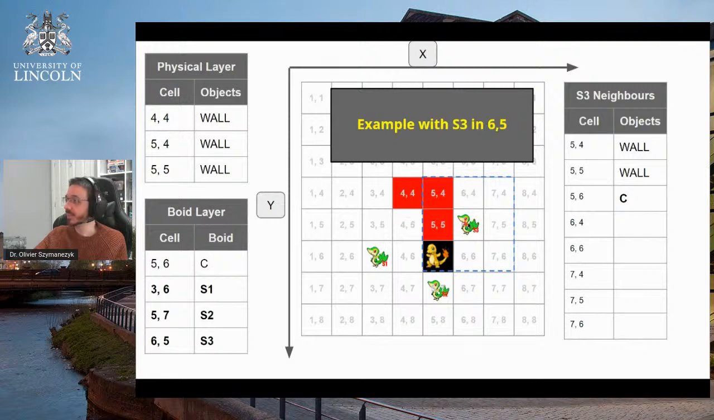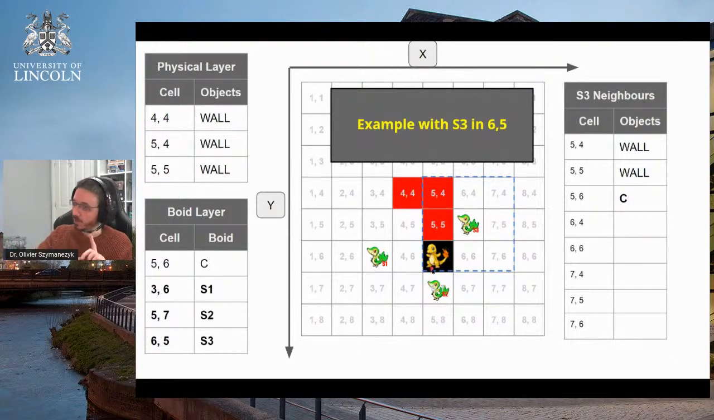We can even say, take all the neighbors of a depth of 2, so that would not only be all the neighbors around it at cell 1, but also all the cell plus 1. So in that case, it would take into account this particular wall, 4-4, and this particular Snivy. We can expand that or reduce that depending on how performant we want our algorithm to be. So actually, we're reducing the search space.